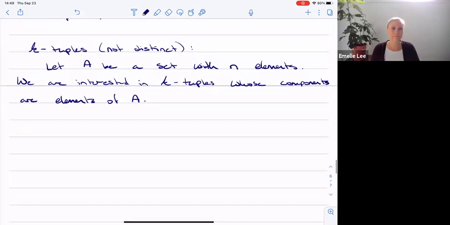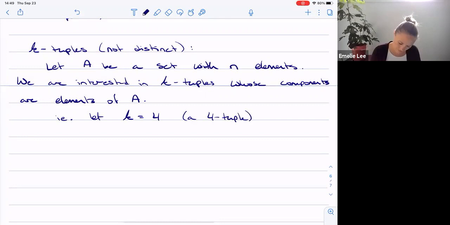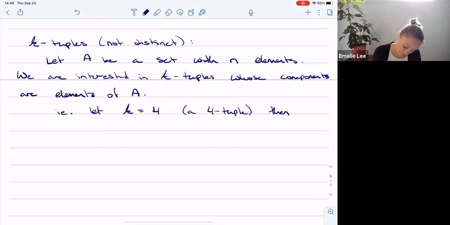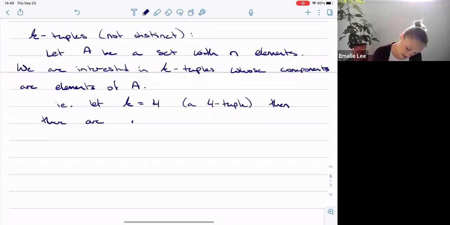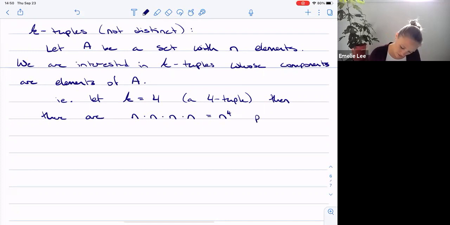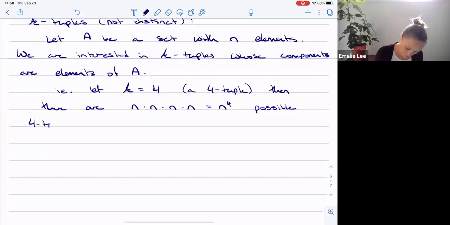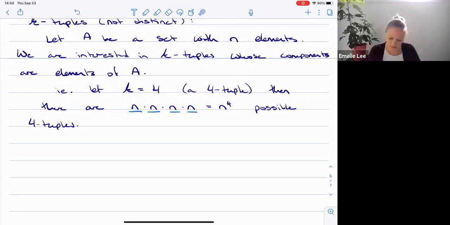So if we let k be four, then we're making a four-tuple. Then there are n times n times n times n, which is n to the power of four, possible four-tuples. How I like to think about it is: outcome one, outcome two, outcome three, outcome four, each of which have n possible outcomes. Remember, this is where we don't have distinct elements in the tuple.